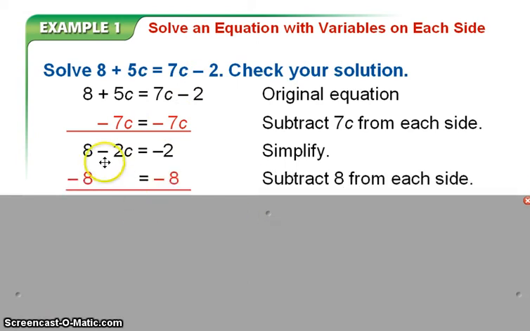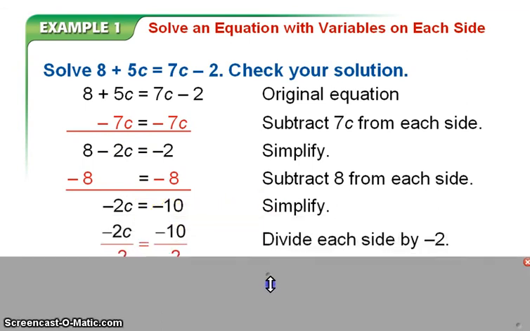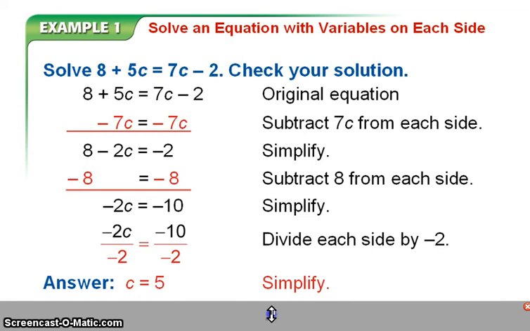Then, since this is a positive 8, we're going to subtract 8 from both sides. Okay, so negative 2 minus 8 is a negative 10. And we have a negative 2c left. So our last step then is to go ahead and divide both sides by negative 2. And our answer is c equals 5.